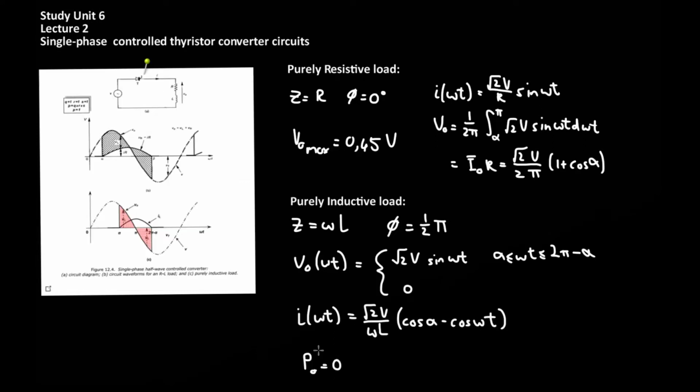An important aspect of a purely inductive load is that the total power delivery is 0, because the energy which is delivered into the inductor, shaded here, is equal to the energy which leaves the inductor in the negative part of the cycle. In other words, for purely inductive load, when the inductor does conduct, the net power transfer to the load is 0.